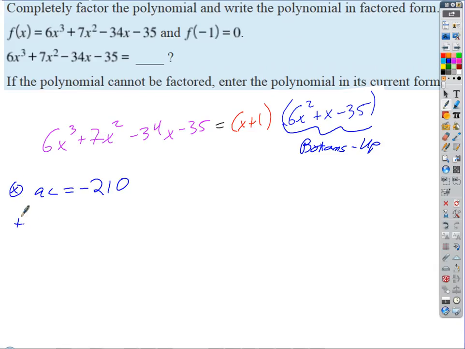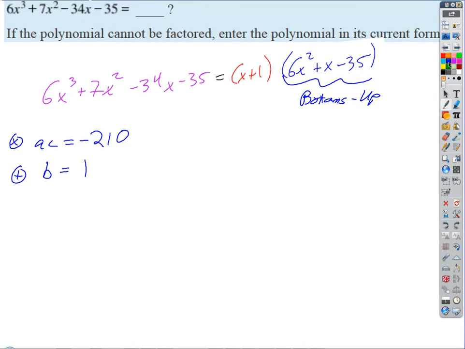We're multiplying to that, and we're adding to B, which is what? The coefficient of x is 1, right? So we've got to add to 1. So let's think about this then. So the magic numbers that we need to find, what are the signs going to be?